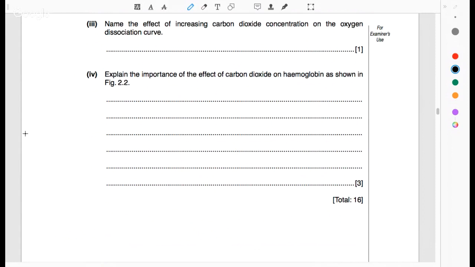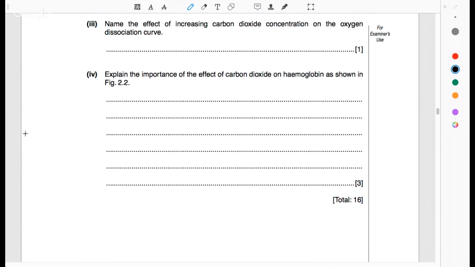So when carbon dioxide diffuses into the red blood cell, it produces hydrogen ions, which replace the oxygen bound to the hemoglobin, thus resulting in more oxygen being released. Okay, good. That's like your basics.